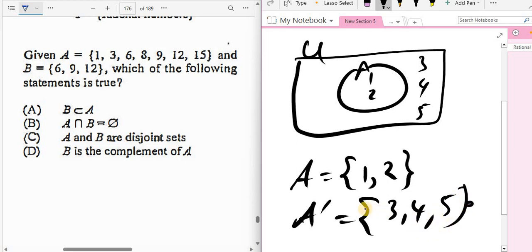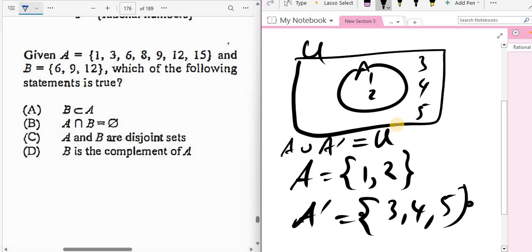Everybody understand that? 3, 4, and 5 are not members of set A. So we call it A complement. In other words, when you combine A with A complement and use the union symbol, the union symbol means you're combining everybody. When you combine A with A complement, in other words, A union A complement, what set are you going to get? The universal set.